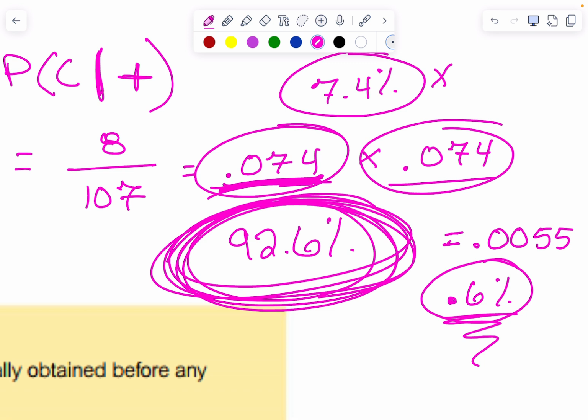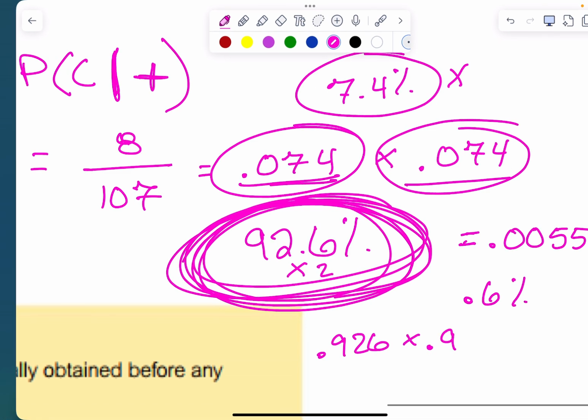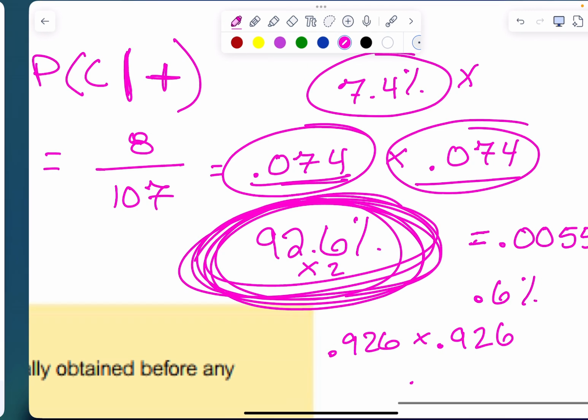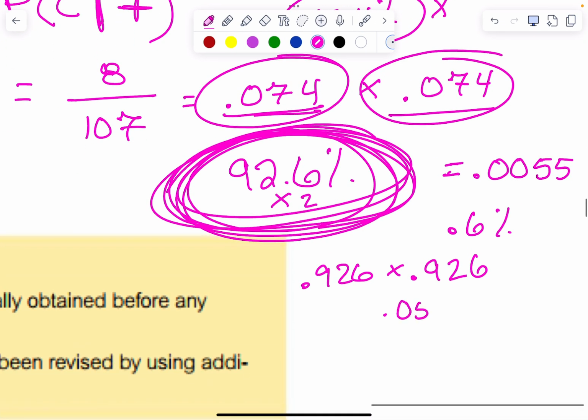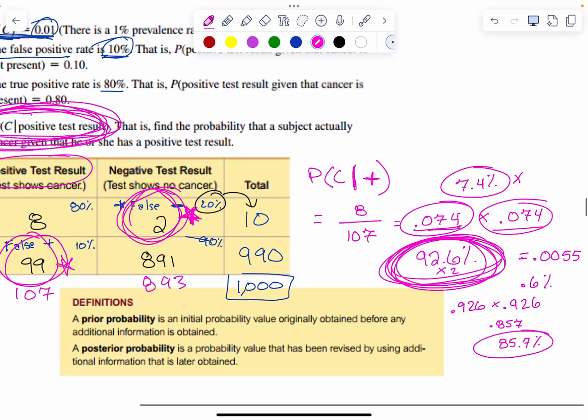Oh wait, maybe I should have... No, because they do have cancer and it was positive. So maybe I should have doubled this one, the 0.926. If you take 0.926 times itself, 0.926 squared, it's 0.857. So now my false positive results go down to 85%. That's still pretty high though. So we just keep running that test.